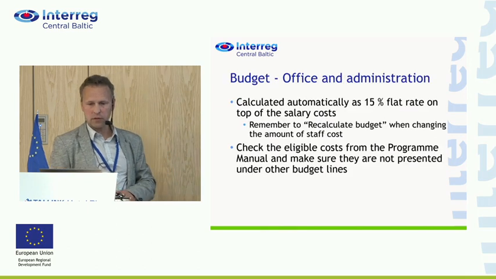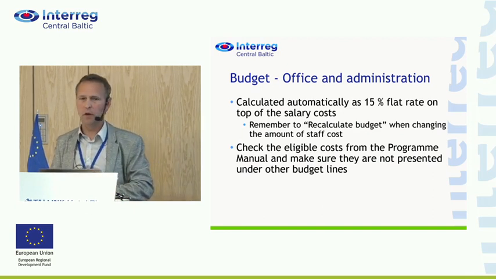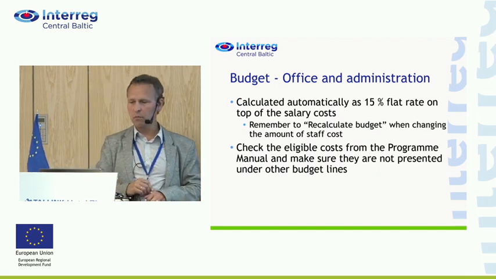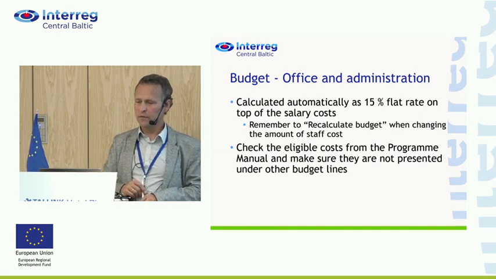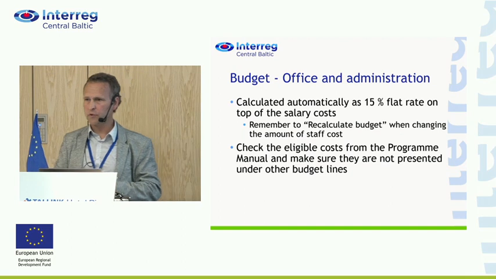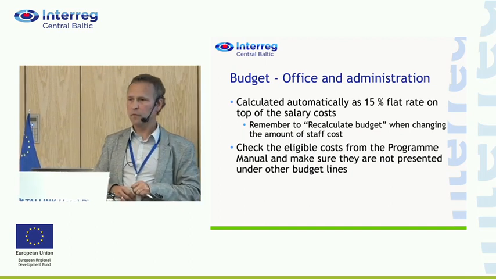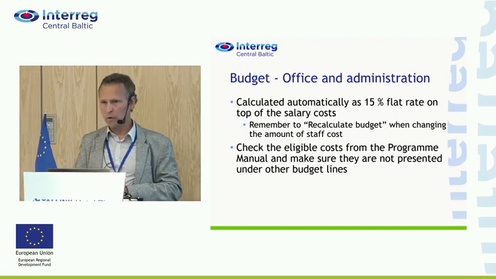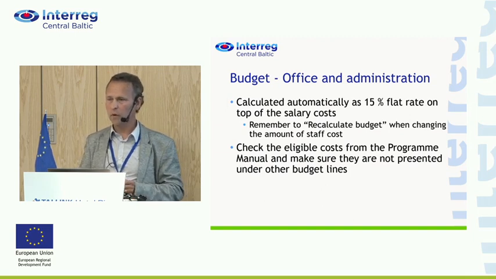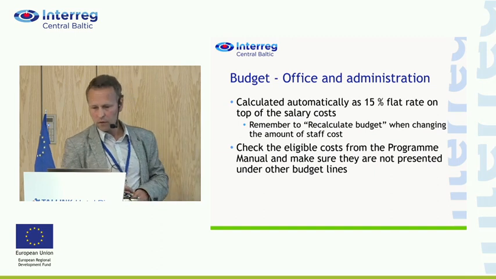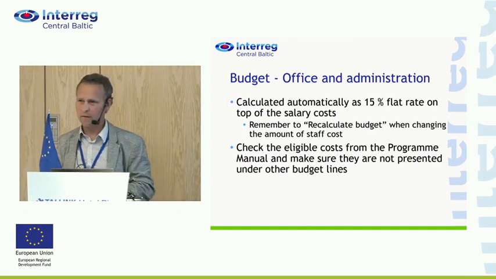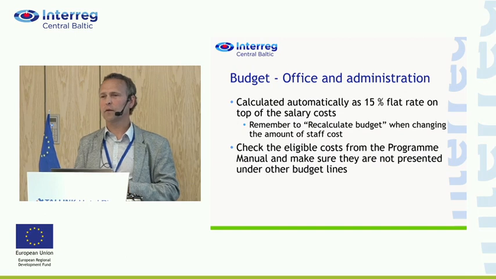So next budget line, office and administration. It is a lump sum. It comes automatically. It is a lump sum calculated from salary costs. It's 15%. So it means that if you planned 100,000 euros as salaries for one partner, then there will automatically be, so 15% is how much? 15,000 you will get in addition for the office and administration costs.